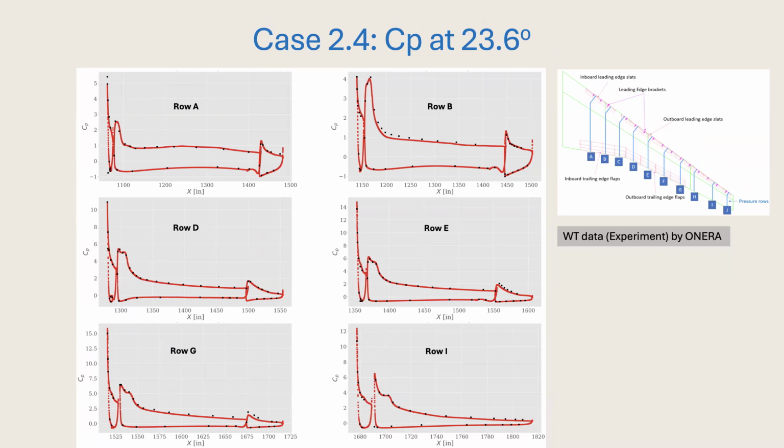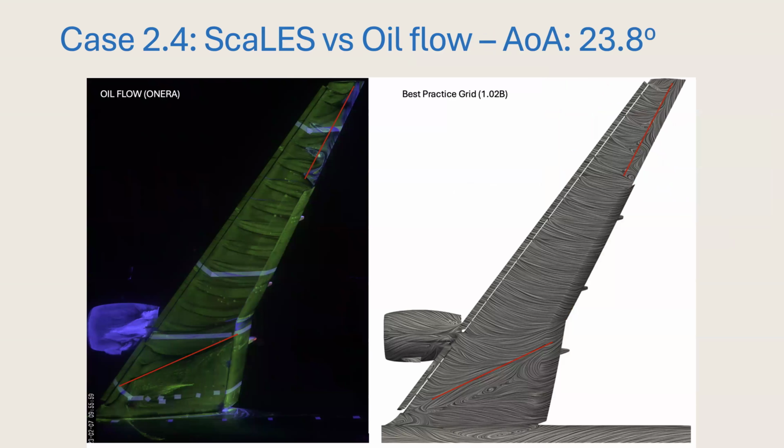And at stall, 23.6, again rows A through I, and row G still sees some flap issues, as well as row E, where there's an underestimation, but that was actually true for almost every CFD submission in the High Lift Prediction Workshop 1. And then the scale versus oil flow from Onera.